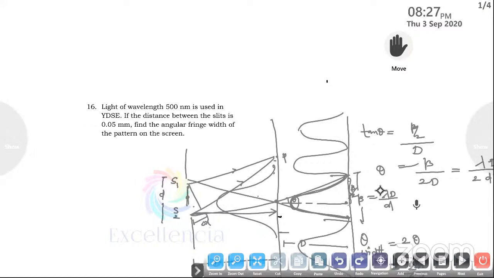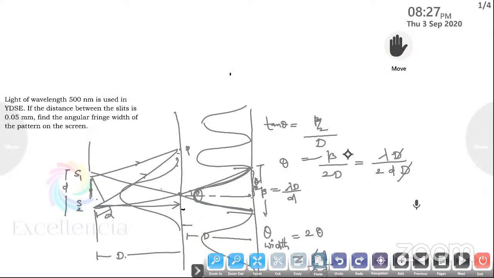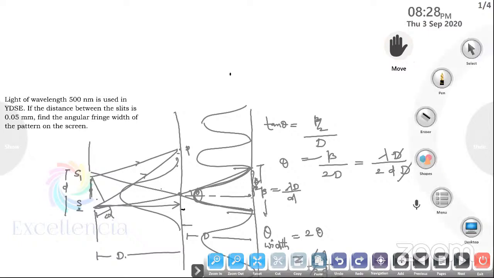Here, theta will be in terms of radians. This question is based on interference, but we also have the same angular width in the diffraction pattern. Okay, friends, we'll go for the next question.